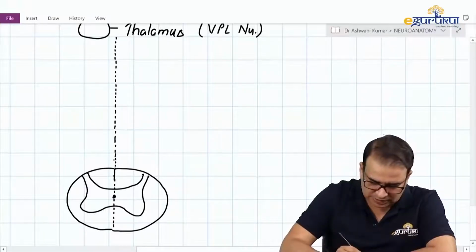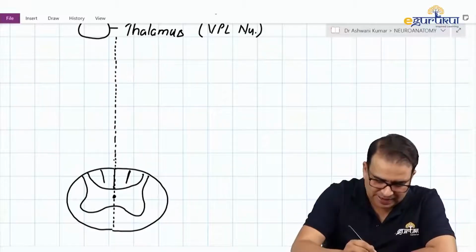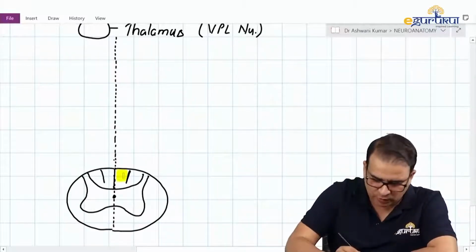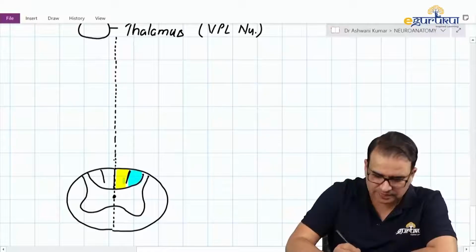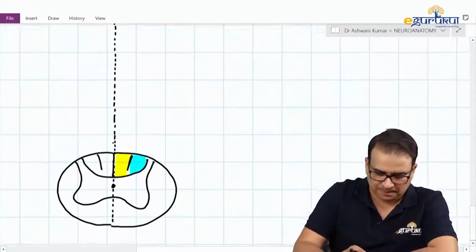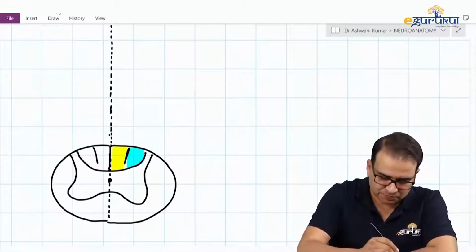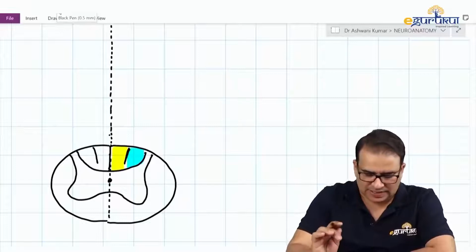Okay, because we are discussing the dorsal column tract, I'm leaving a little more space toward the dorsal side. And let me highlight the two tracts which we already know. One is the gracilis, which is toward the medial side, and we have cuneatus toward the lateral side. Now understand this in a sequence, guys.